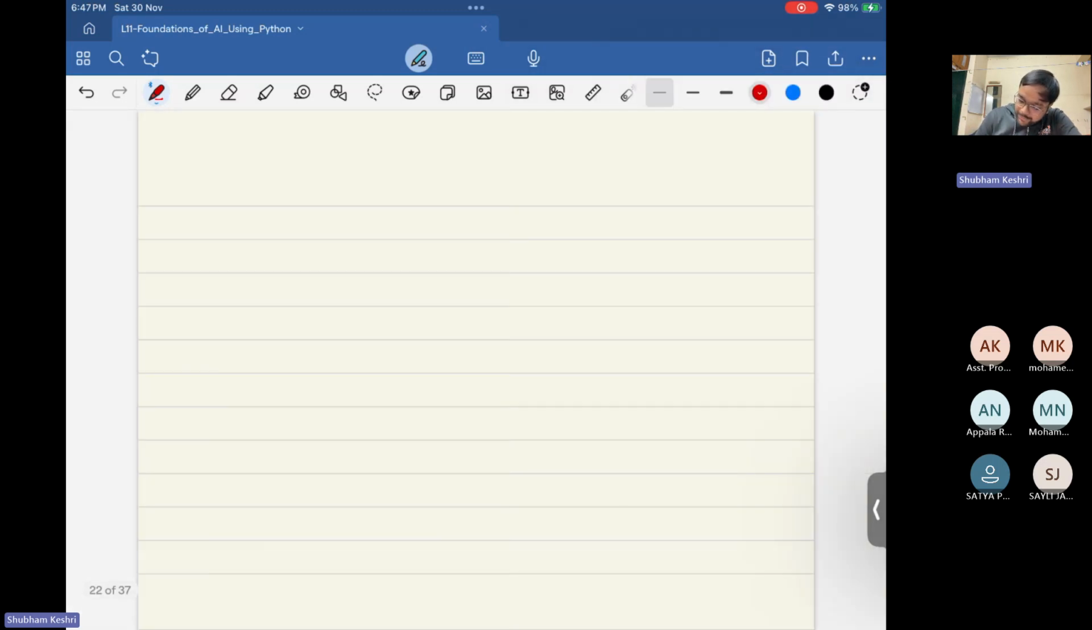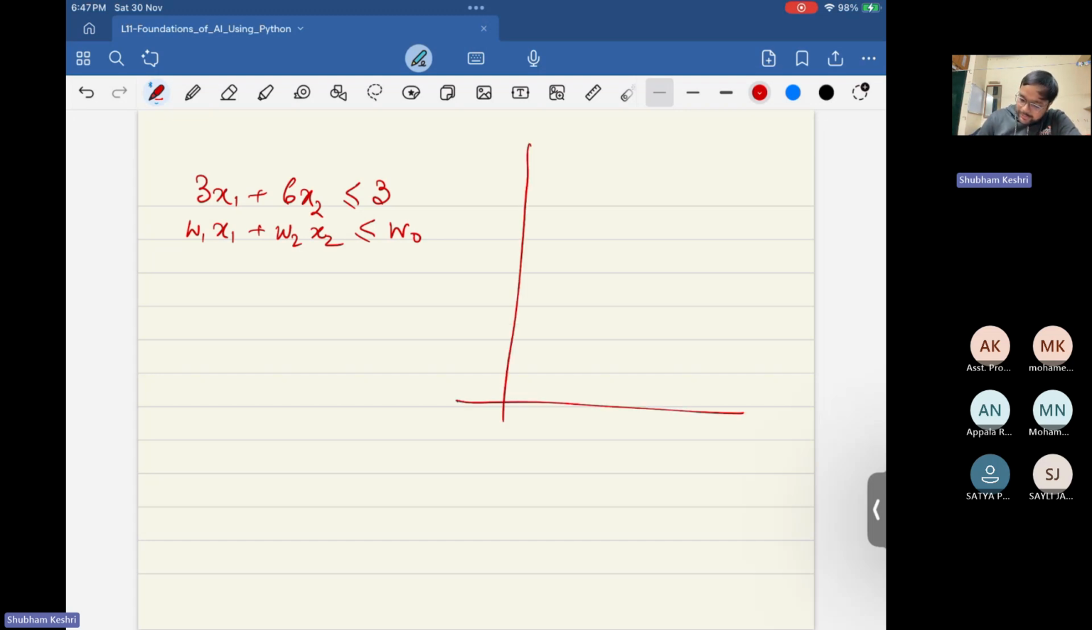So suppose you have an equation, say 3x1 plus 6x2 is less than equals to 3. So over here, what is this? W1 x1 plus W2 x2 less than equals to W0. Okay, this is what you have. W0 is 3, W1 is 3, W2 is 6. Now you are trying to plot this line. How do you plot it? You take the intercept form. So take this 3 down: 3 by 3 x1 plus 6 by 3 x2 is less than equals to 1.